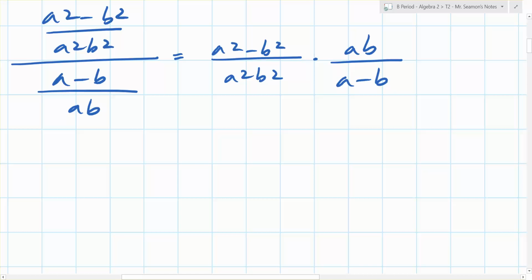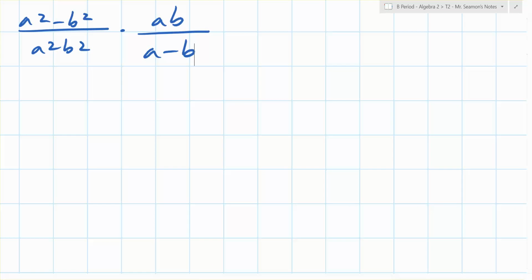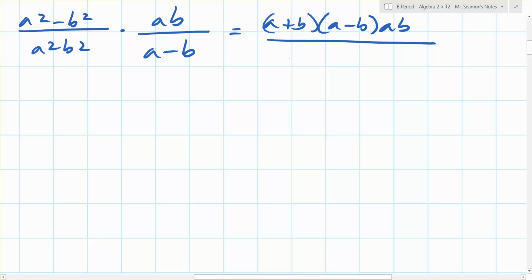Are we done? No, there's a bunch of canceling we can now do. Oh, we can also factor. What can we factor? Difference of squares, top left, exactly. That turns into a plus b times a minus b. And then we could just tack on the ab, right? And what's the denominator? A squared b squared times a minus b. What cancels? A minus b. It does. So the a minus b's cancel.